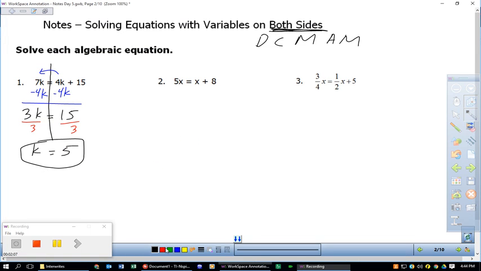Number 2, I'm going to go ahead and draw my vertical line here. I'm going to move the x over to the left. So I'm going to subtract 1x, that's actually what that is, 1x, and so we get 4x equals 8. Again, an equation I know how to solve. So I'm going to divide by 4, and x equals 2.